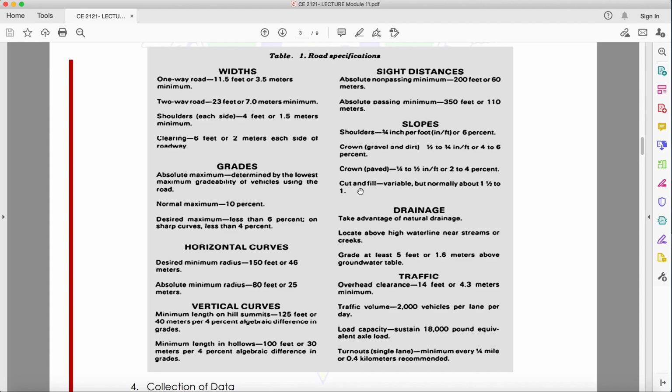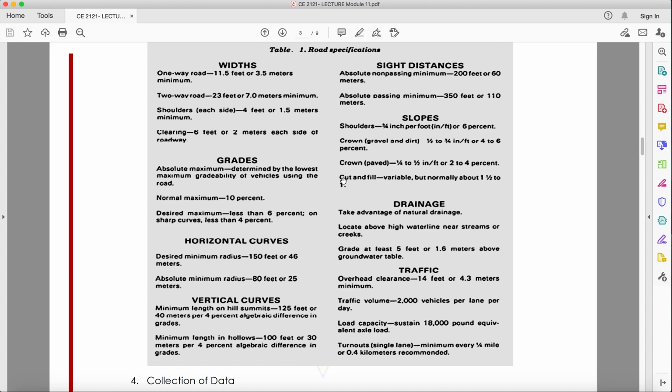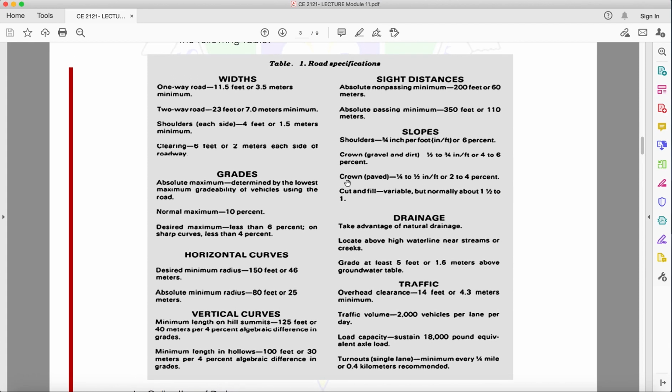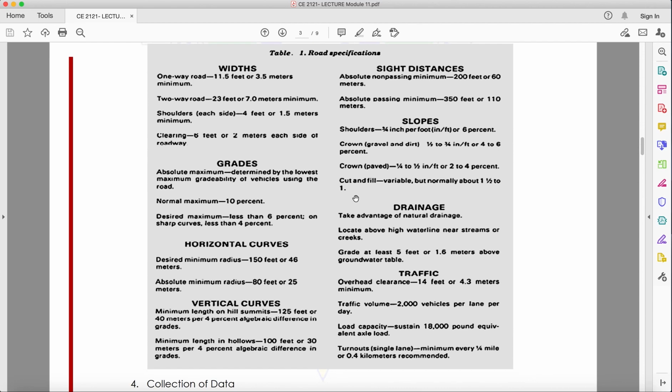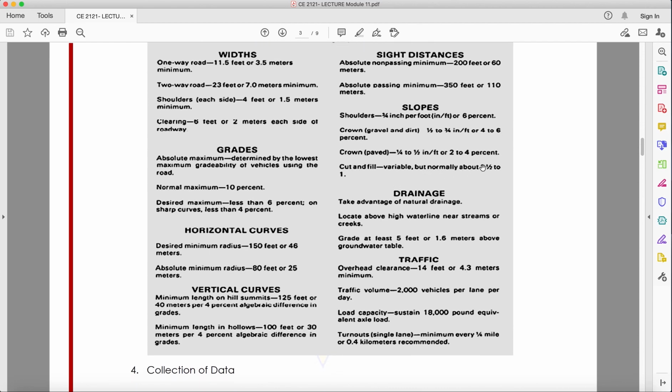Cut and fill, ibig sabihin if bundok yan, then gagawin natin kalsada yung gilid. We are going to build a road. Cut, ibig sabihin magbabawas tayo ng soil. We're going to reduce soil. Fill, ibig sabihin we're going to fill in soil. Cut and fill. Okay? So variable, but normally about 1.5 inch to 1 inch.